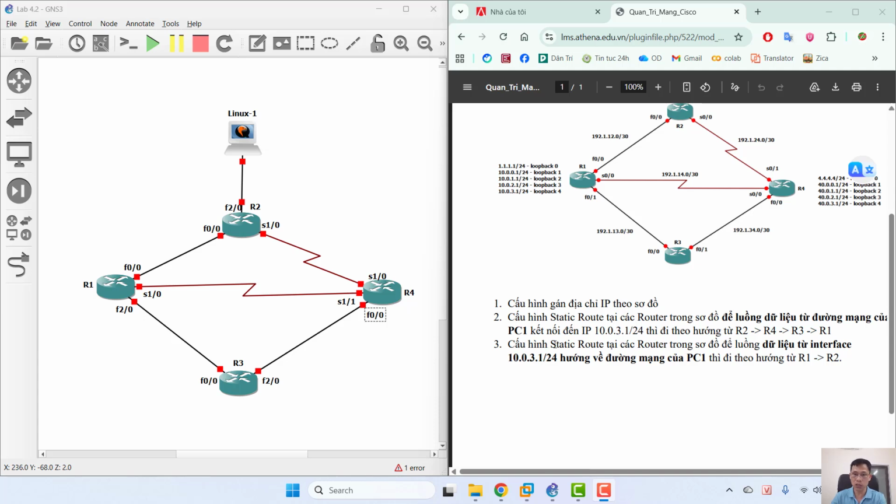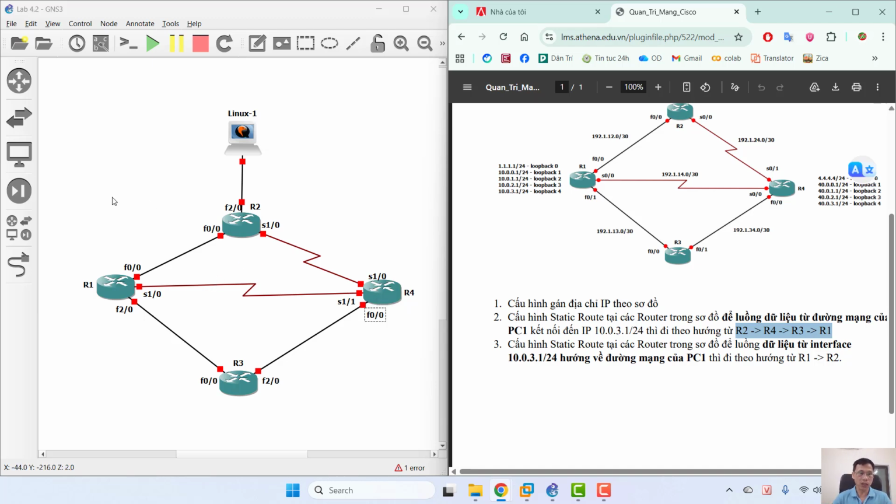And the third requirement is to configure the routing so that the data from this interface goes to PC1. The route path is from R1 to R2, not backwards, this route.